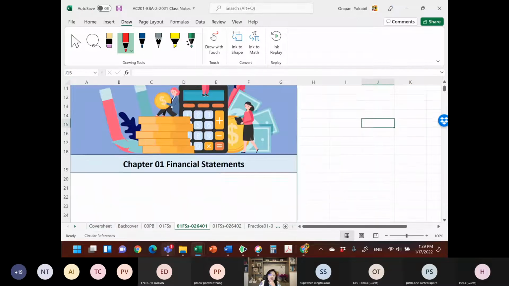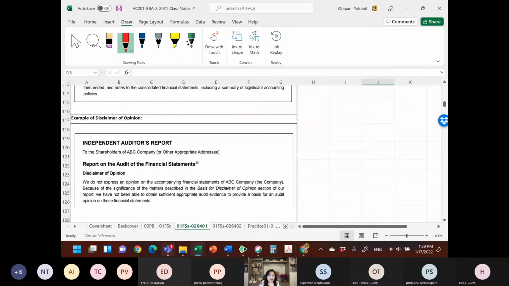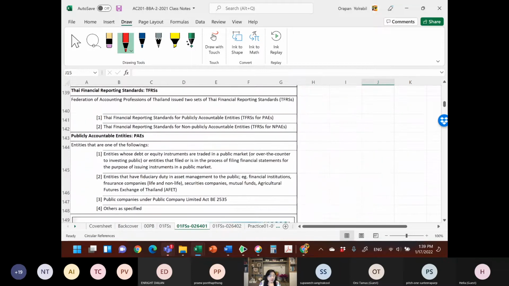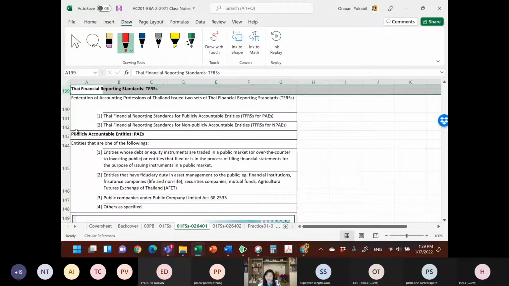So let's take a look at this document. I will talk about the auditor's report in just a little bit, but I want you to see that there are two different sets of the accounting standard, right? So you may wonder, Ajahn, what does it mean by the accounting standard? It is basically a set of rules that the company will need to follow when they want to prepare the financial statements. So this set of rules basically governs how the financial statements are prepared.